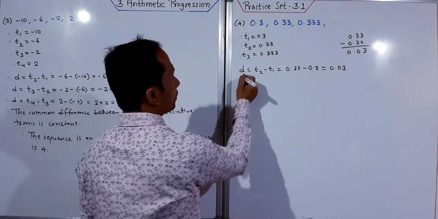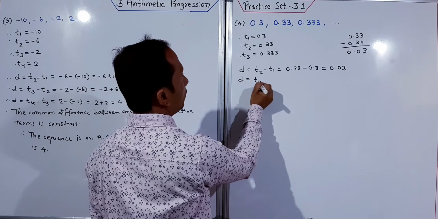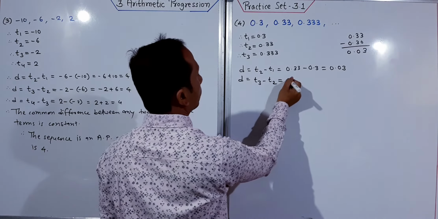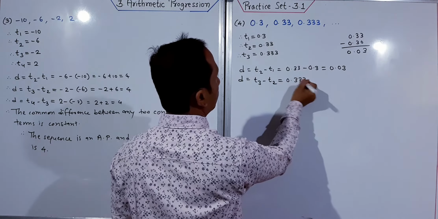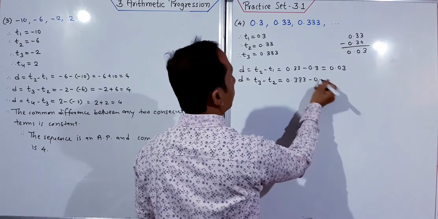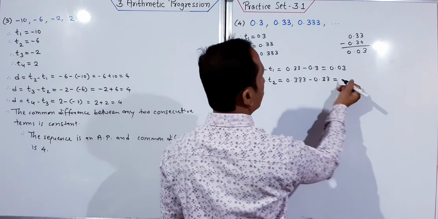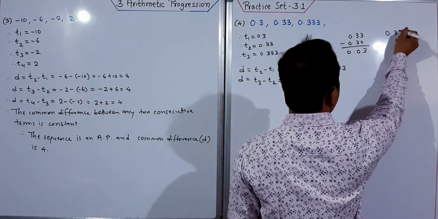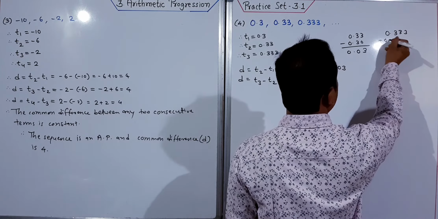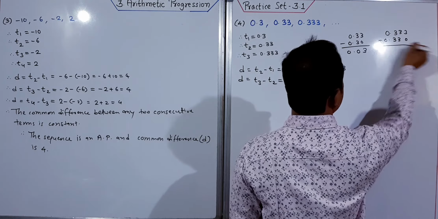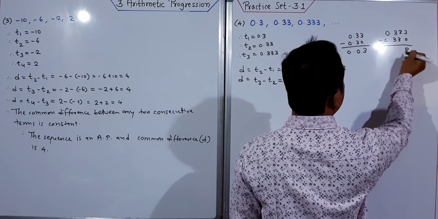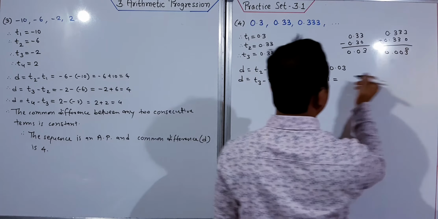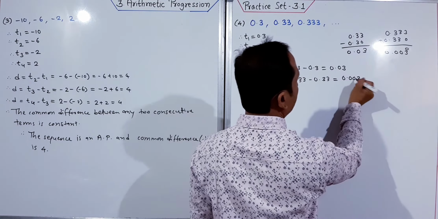Now come to the second. D is equal to T3 minus T2, which is 0.333 minus 0.33. Here is nothing, means here is 0, 0, means here is 3, 0, 0. So it is 0.003.